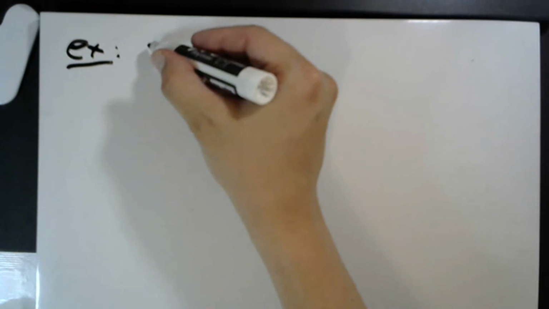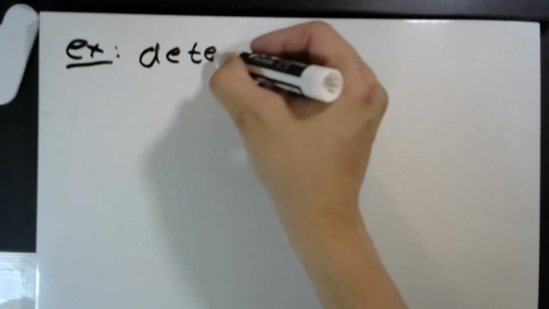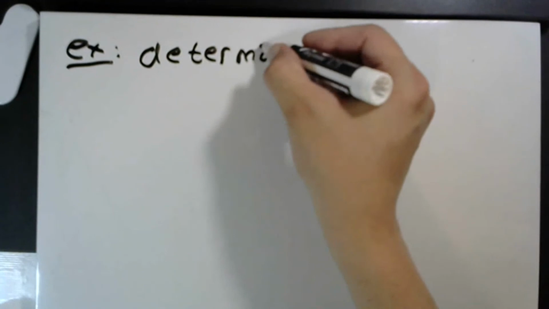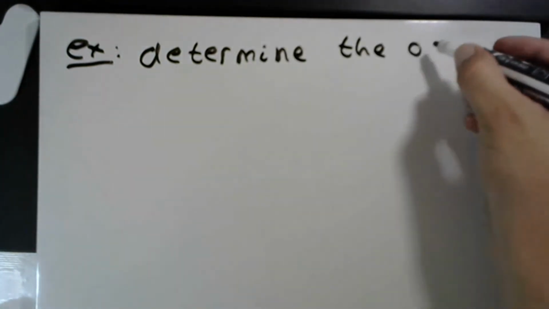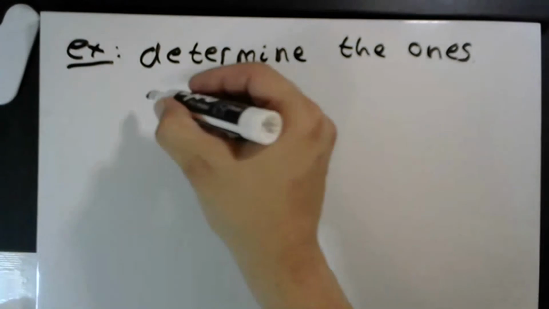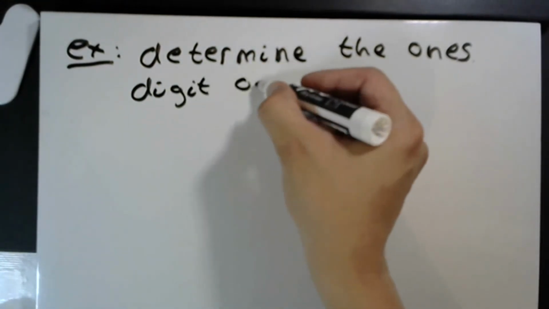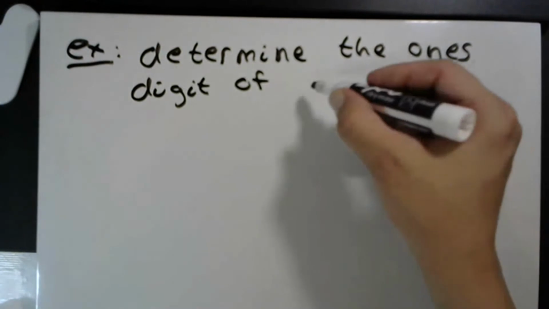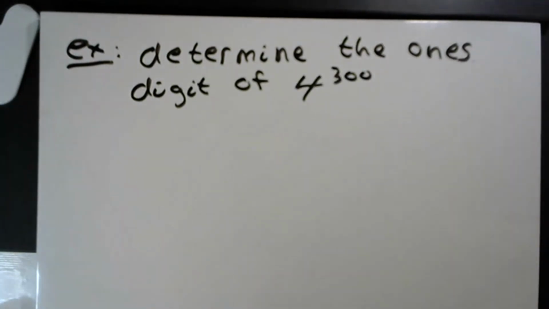So let's say we want to find this. Determine the ones digit. Let's go 4 to the 300.